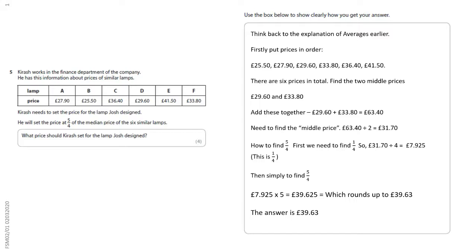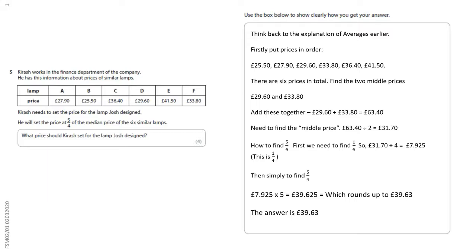We find the middle price. How do we do that? We divide that £63.40 by 2, which gives us £31.70. So how do we find 5 quarters? Well, the simplest way to do this is first we need to find 1 quarter. So that is £31.70 divided by 4, which is £7.925.